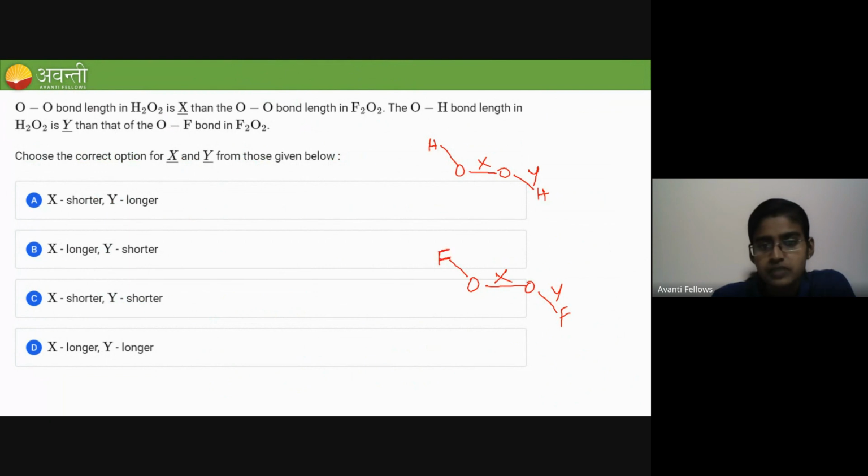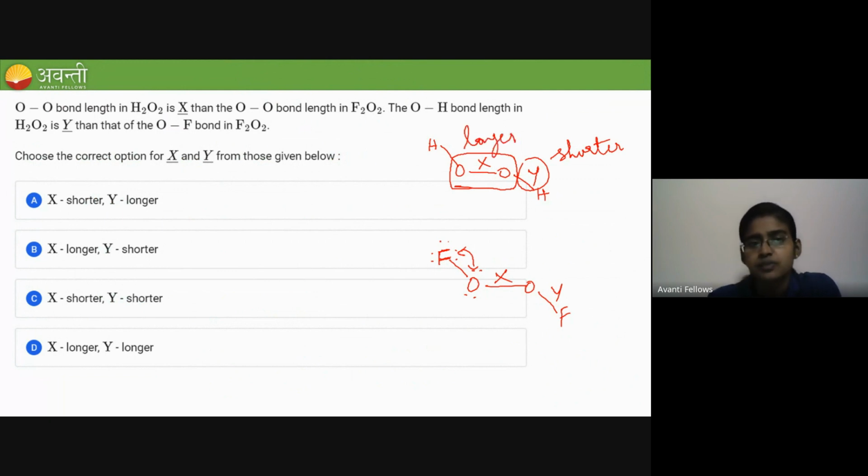Yeah, but here we are having fluorine, right? So what happens here? Fluorine will have a lone pair of electrons. Oxygen will also have a lone pair. So lone pair repulsion occurs. Because of this, the bond length of FO will be greater, but here the OO will be longer than the OO of O2F2. So X is longer. So option B or D should be correct. And coming to the OH bond length and OF bond length, if one is longer, obviously the other one will be shorter. So if X is longer, Y is shorter. So option B will be the correct answer. In H2O2, the OH bond length is shorter than in O2F2. Got it?